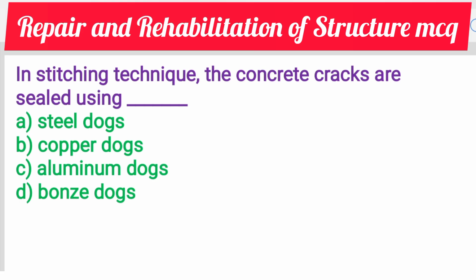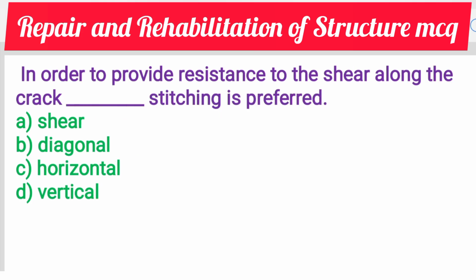Next question. In the stitching technique, the concrete cracks are sealed by using option A steel dogs, option B copper dogs, option C aluminum dogs, option D bronze dogs. So the correct answer is option A, steel dogs. So steel dogs is a pin-like structure. It will be inserted into the concrete.